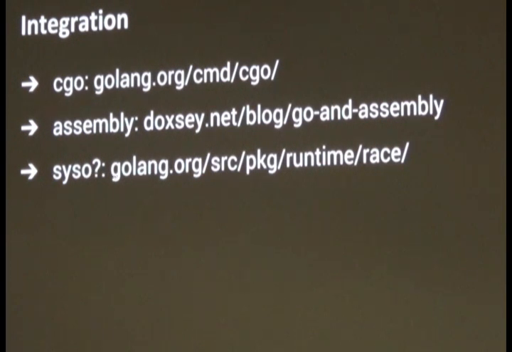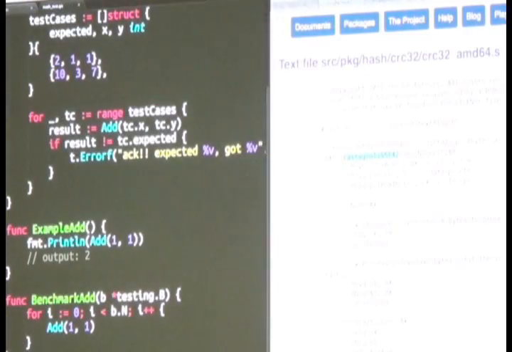But in theory, in addition to writing assembly, let's say you hate the Plan 9 assembler, like most people do, you can write GNU assembly. You can write regular assembly that you're used to. And you can do that via the syso stuff. So syso is basically a binary, and you can include it in your project. So I'll show you this.